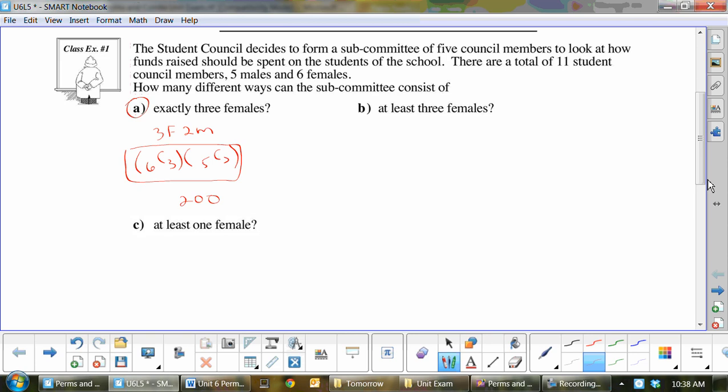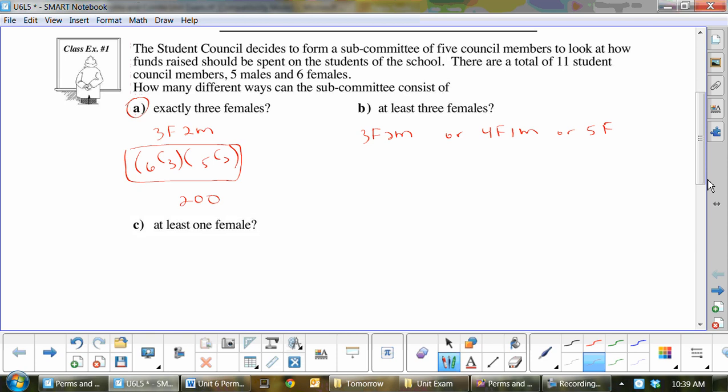If I would have 3 females, 2 males. Now, would it be or and? Or 4 females, 1 male. Or 5 females. This is what at least 3 females means. And it would be or, because I don't want 3 females, 2 males, and 4. It's or, okay? The subcommittee will not contain 3, 4, and 5. It will be 3 or 4 or 5.